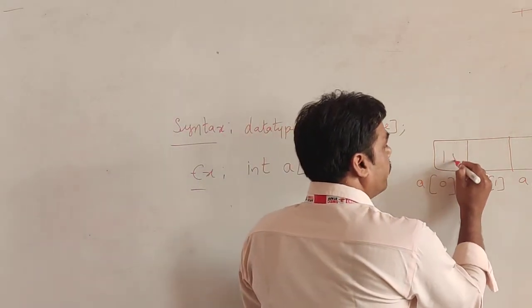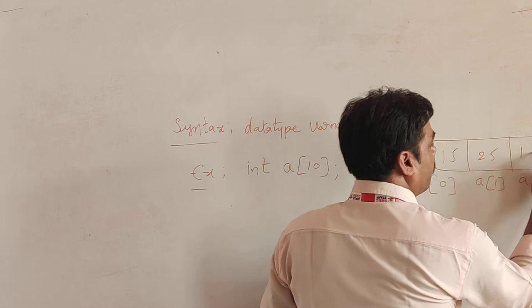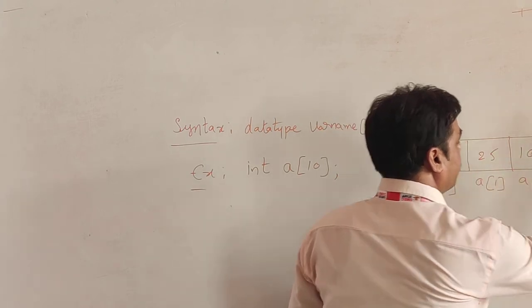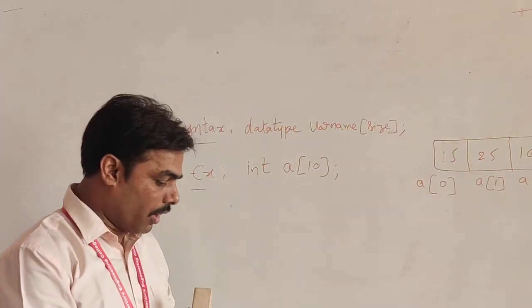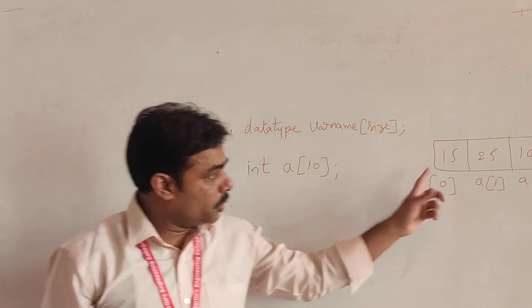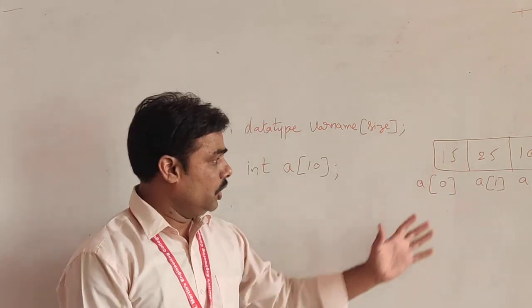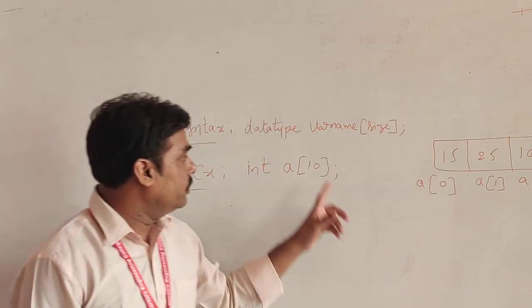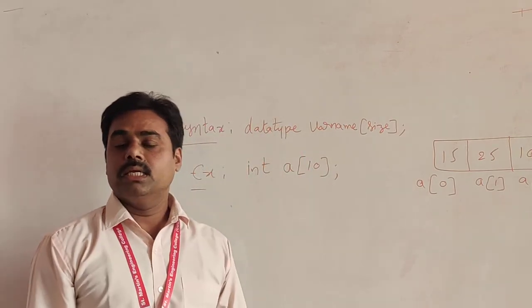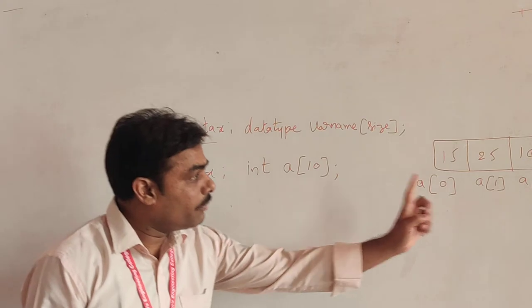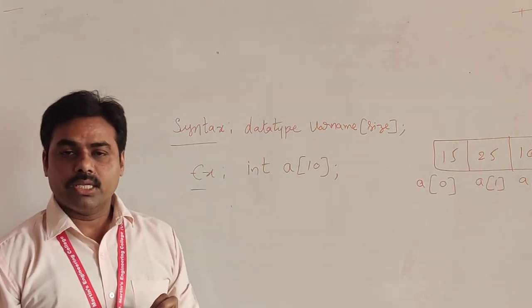Within that, you can store values, maybe 15, 25, 10, 9, 8, something like 5 values. For example, out of the 10, I am in a position to store 5 different values, all of the same integer type only. This will happen when you declare the integer array like that. So what about the remaining memory locations?